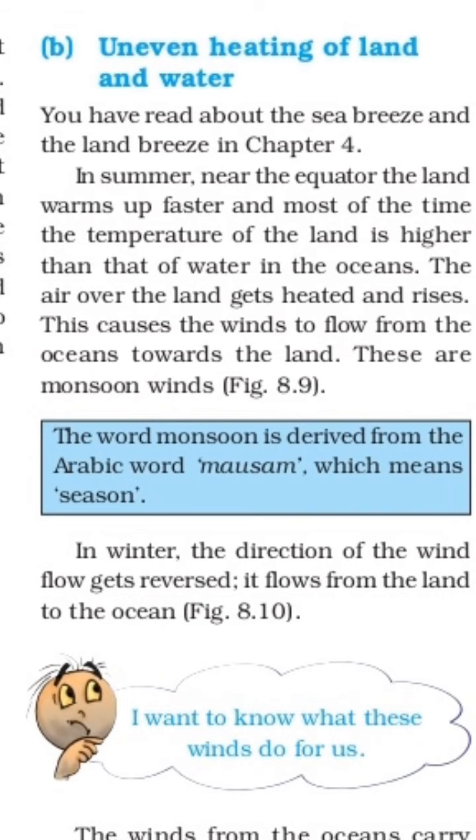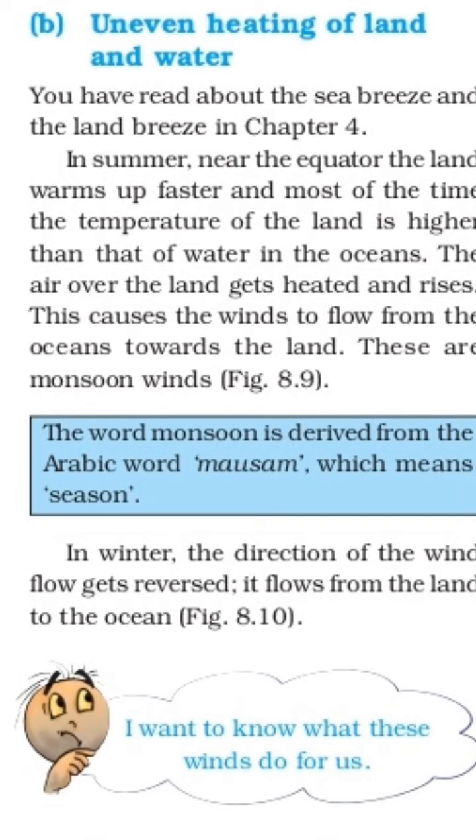Now we will see our next point. Now you are aware of the meaning of land breeze and sea breeze. This is a wind cycle. The warm air goes from the land to the sea, and cool air from the sea comes to the land. This is a complete cycle.